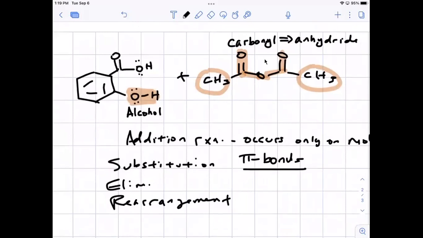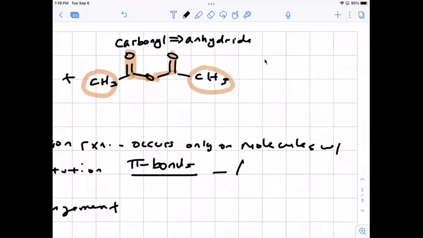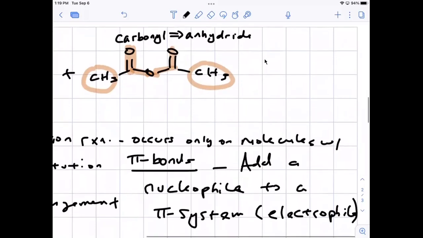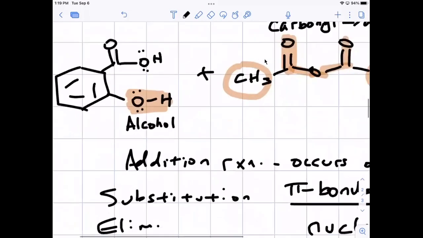In an addition reaction, you add, and I'm gonna explain all the terminology too, what we call a nucleophile to a pi system. And that pi system is what we call an electrophile. Right? So all of these types of reactions that are polar like this are going to be between a nucleophile and an electrophile. So the nucleophile in this case is going to be the alcohol.